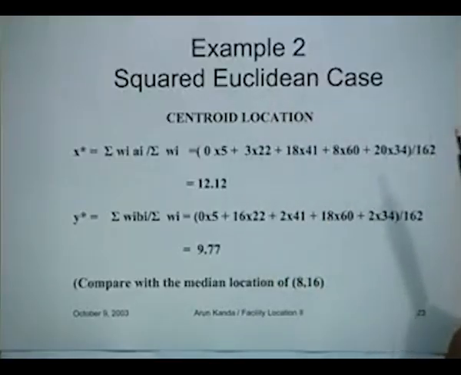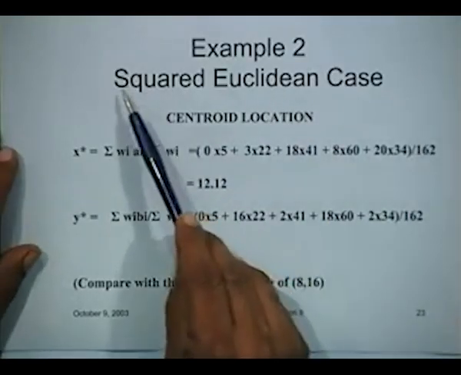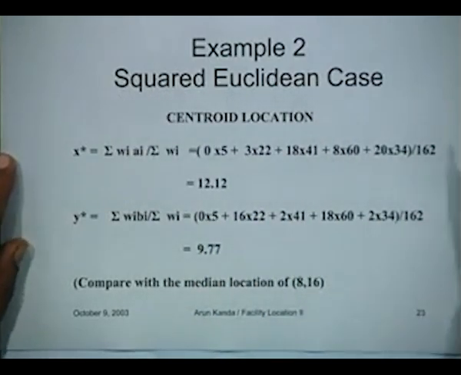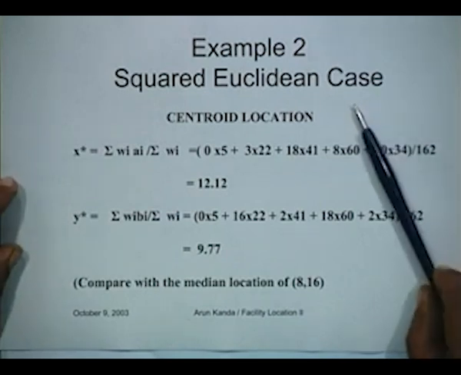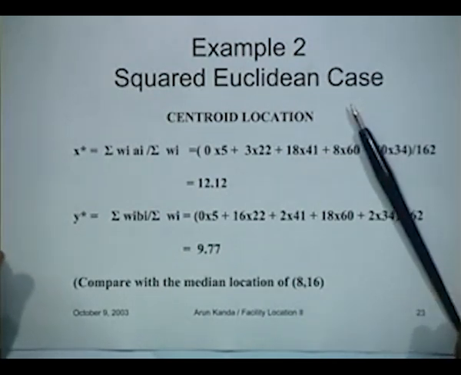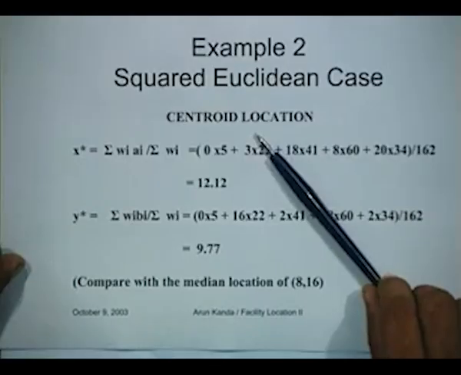Now let's look at the case where the distance measure is, let us say, squared Euclidean. We will not talk about the Euclidean case now, we will talk about it later, but let us talk about the squared Euclidean case. That is the satellite location problem. It is also another interesting problem. For the squared Euclidean problem, the optimum location is in fact a centroid location. This can be proved very easily.